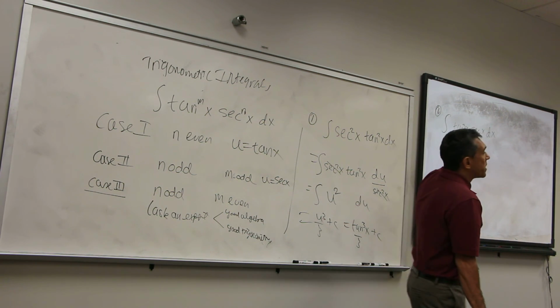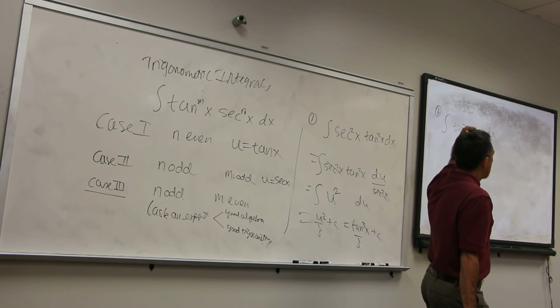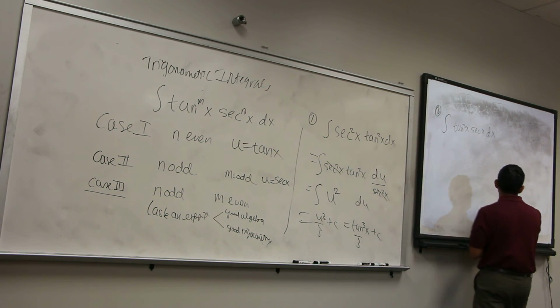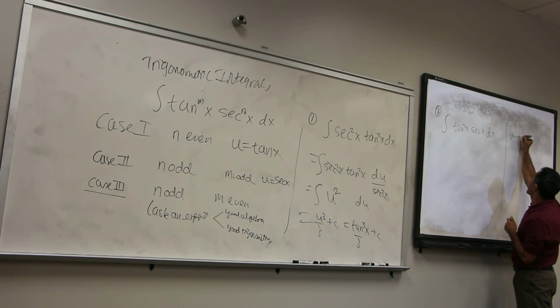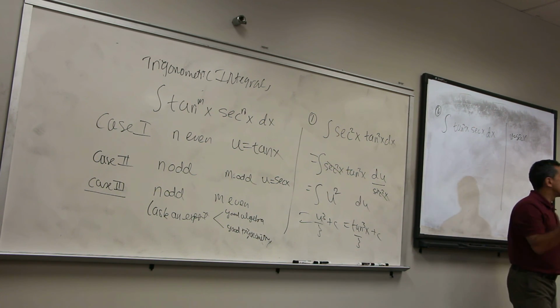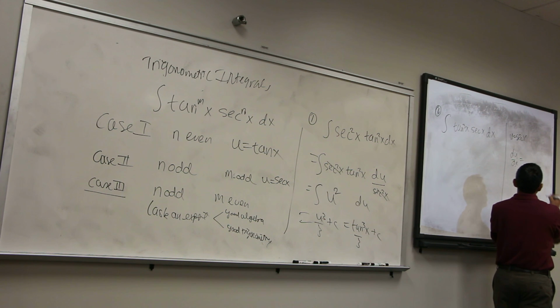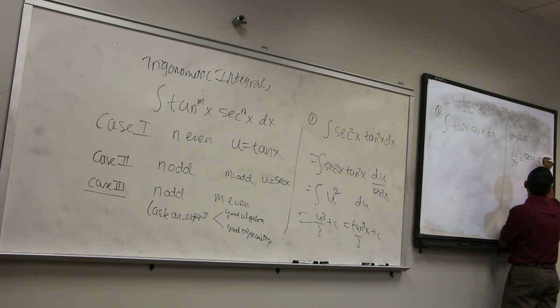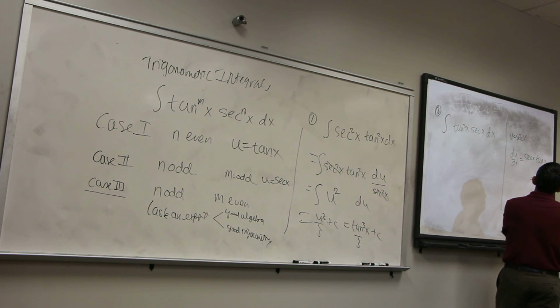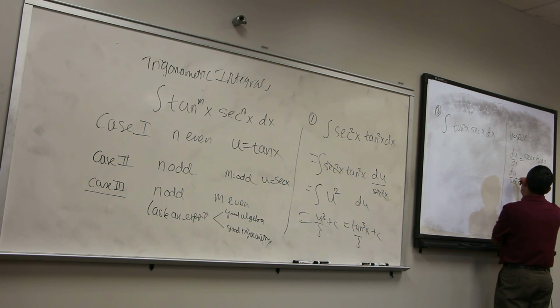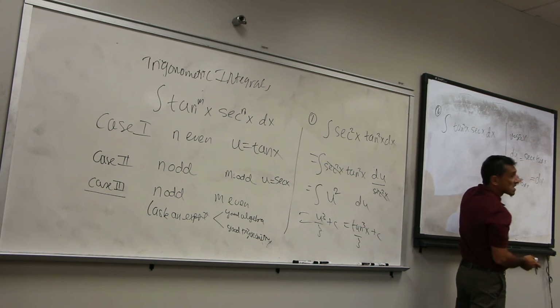So who was able to do this one? What did you do? I made u equal secant x. U is equal to secant x, and so what did you get then? So you got du by dx. Secant x, you could literally substitute u, which is to say that dx is equal to du over secant x tangent x.